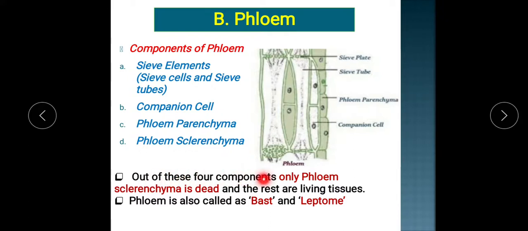Out of these four components of the phloem, only the phloem sclerenchyma is dead and the rest are living tissues, which is completely opposite to the xylem. In the case of xylem, only the xylem parenchyma is living, and the rest are dead. But in the case of phloem, only the phloem sclerenchyma is dead tissue, and all the rest are living tissues. The phloem is also called the bast or leptome.